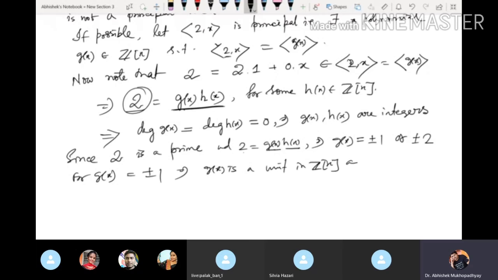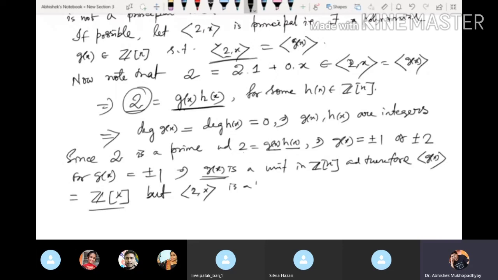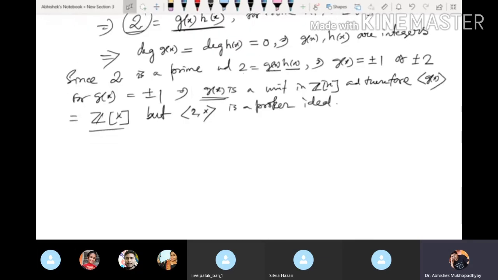And being a unit, the ideal generated by g(x) must be equal to the whole ring Z[x]. But still, the ideal generated by g(x) is equal to the ideal generated by 2 and x, and that ideal is a proper ideal. So how could it be equal to Z[x]? So this is a contradiction. So this possibility should be deferred.